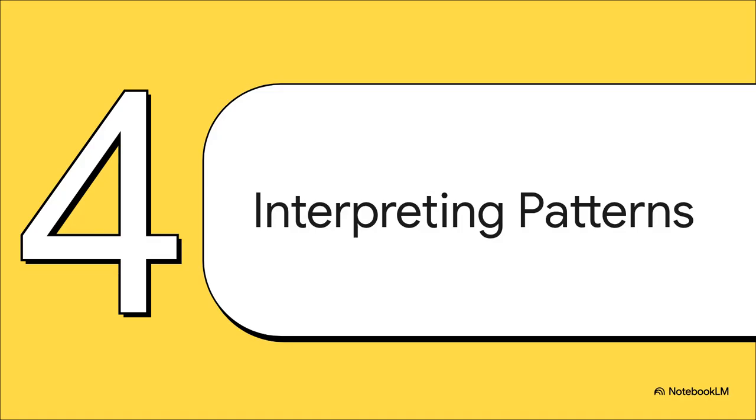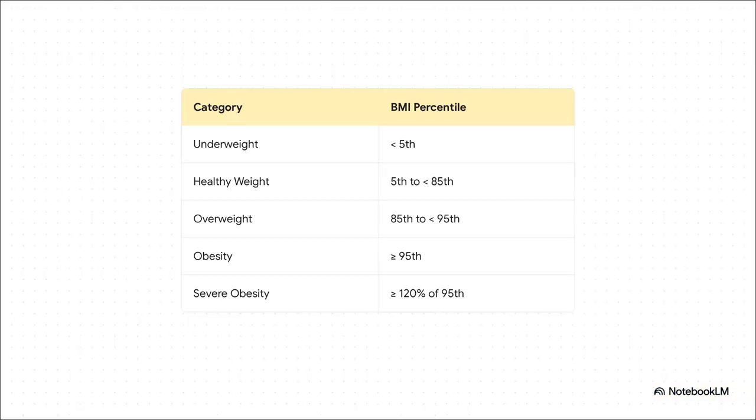Okay, you've got your super accurate data, you've plotted it on the right chart. Now comes the real clinical work, putting it all together to figure out what the patterns actually mean. For kids over 2, we use body mass index, or BMI, to assess their weight status. You are going to use these CDC classifications constantly. And it's so important to remember these aren't just random numbers. They are defined clinical categories that are going to guide your counseling and your management plans.